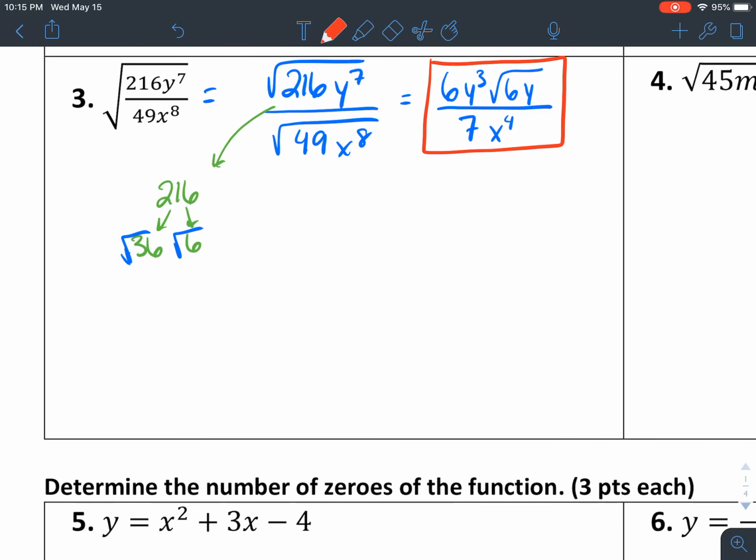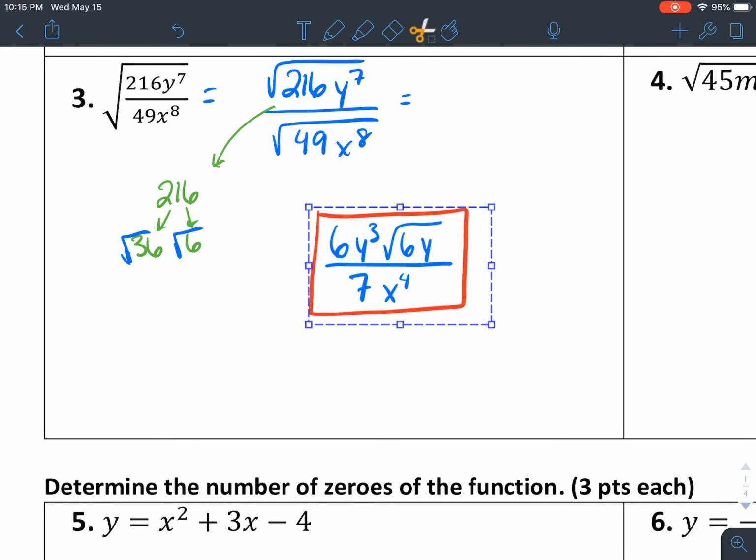And once again, I'm going to go ahead and drag this down, make it a little larger.